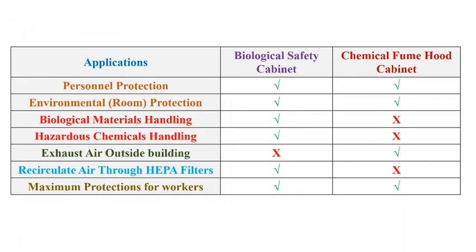On the other hand, biological safety cabinet has the same functions as chemical fume hood cabinet for personnel and environmental protection, by recirculating air through HEPA filters, and only biological safety cabinet offers protection during handling of biological materials and hazardous chemicals, but exhausting air outside the building is done only by chemical fume hood cabinet, as mentioned in next slides.